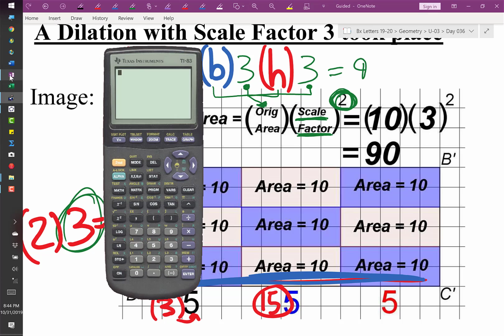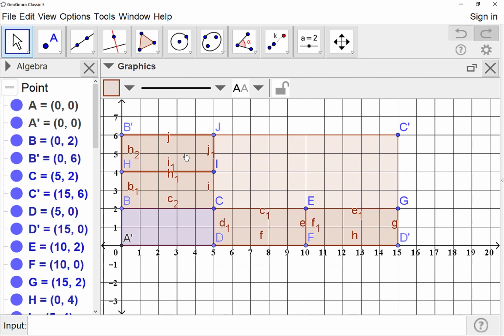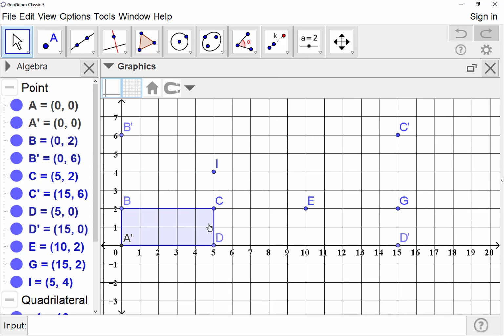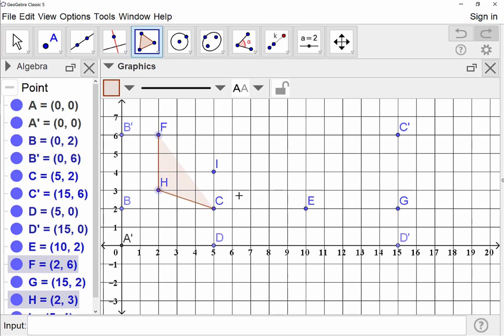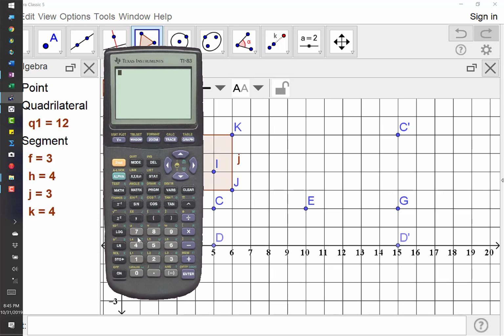I will go back into GeoGebra. I will try and select everything, which won't work. I'll delete, and I'm going to make a new polygon. We'll make it somewhat small so it's manageable. And I can see that the area is 12. And I'll tell you what. I'm going to pick a scale factor of 7, because how could I possibly know what the area is going to be. All right.